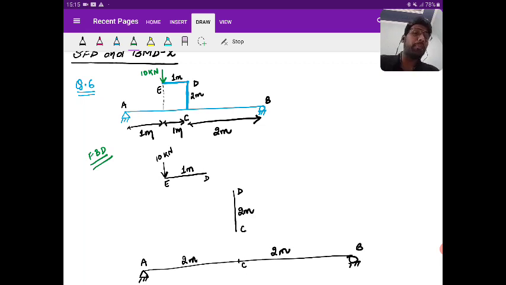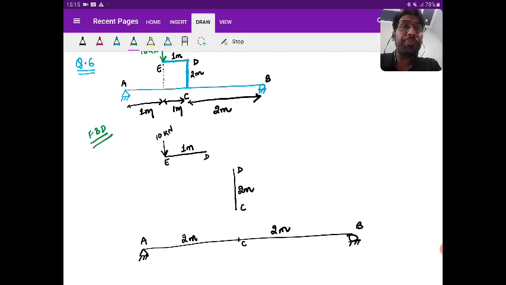If you look at the member ED, you can see the vertical force of 10 kilonewton acting downward. It will be balanced by an upward force of 10 kilonewton, which can act not anywhere on ED but at joint D, where you can see the resistance. Is it clear? So I'm applying the opposite force of 10 kilonewton at D.